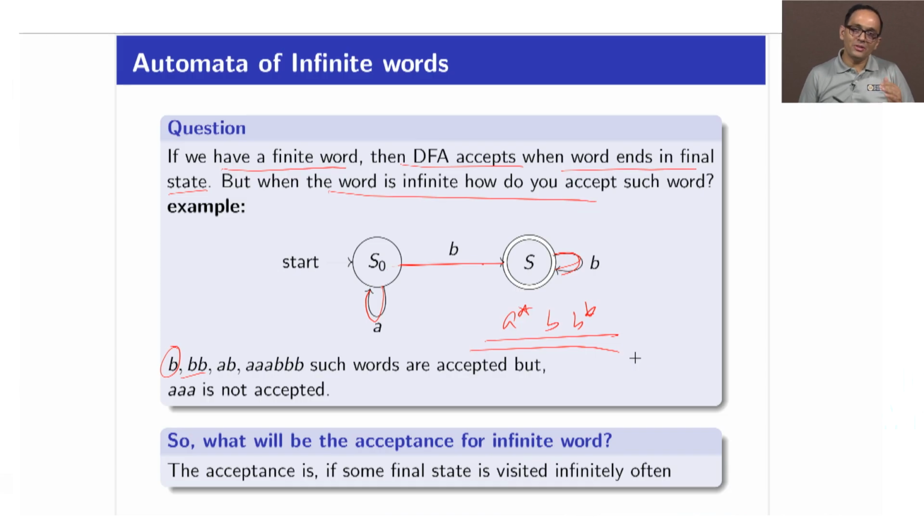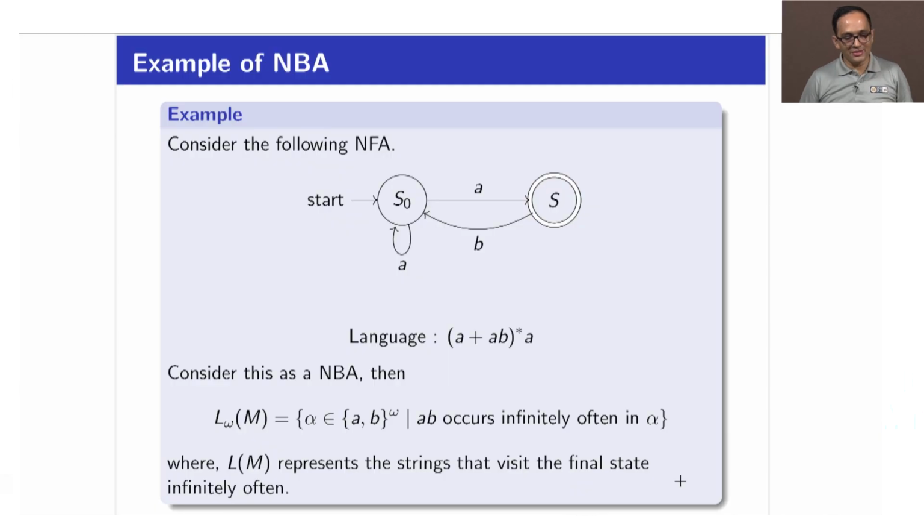Because it is an infinite word, I cannot go to the end of it. The definition of acceptance in Büchi automata is that an infinite word is accepted by a Büchi automaton if a final state is visited infinitely often for this word, right. So, the acceptance is if some final state is visited infinitely often in that automaton. Then I will say that particular infinite word is accepted by that particular Büchi automaton. Okay. So, let us give an example here.